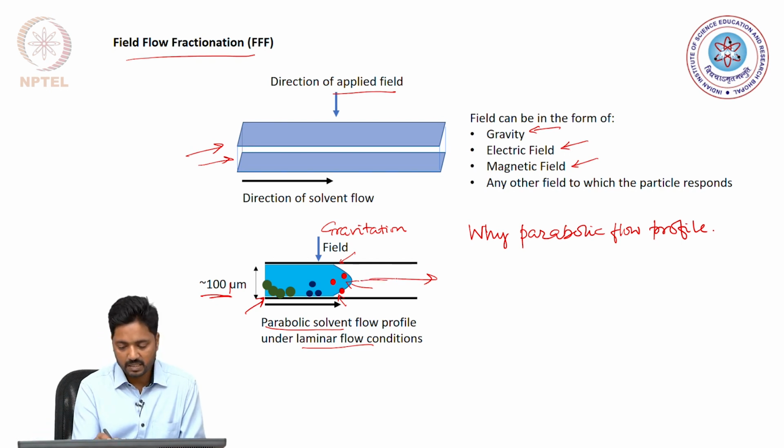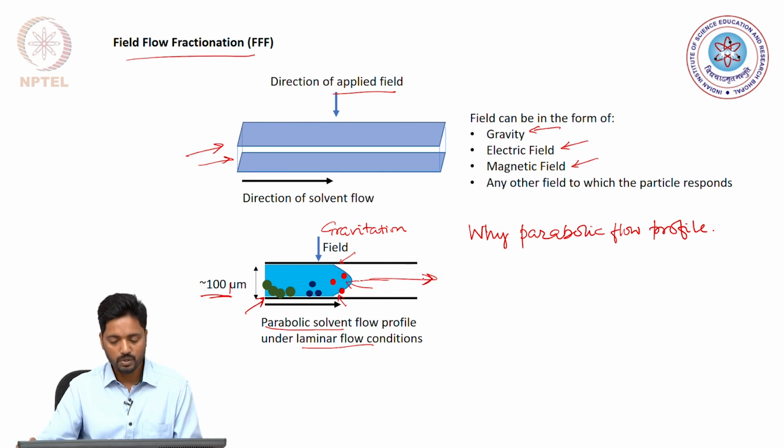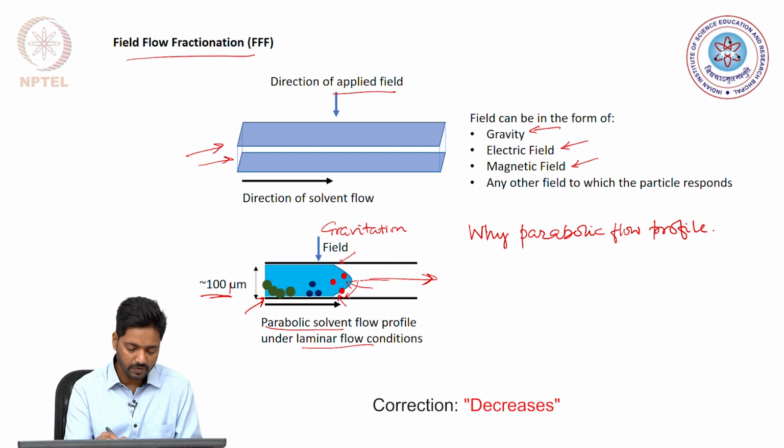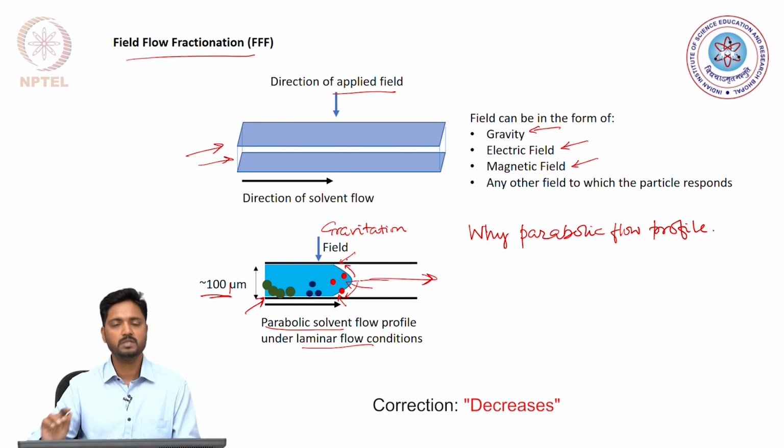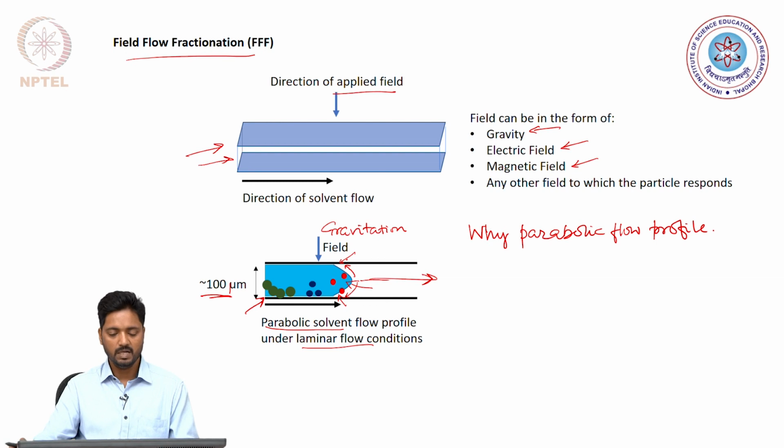However, near the center of the flow, no such attractive force is present, and hence the flow is maximum at the center of the capillary, and the flow gradually decreases as we move towards the capillary walls, and as a net result, the profile that is generated under laminar flow conditions is that of a parabolic solvent front.